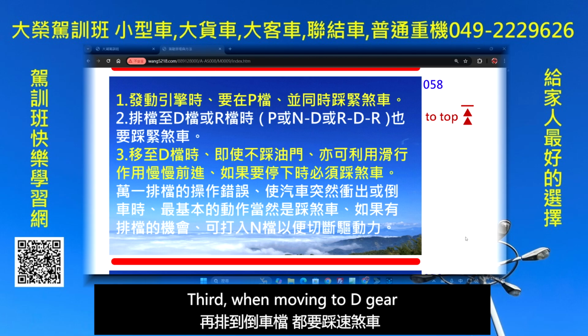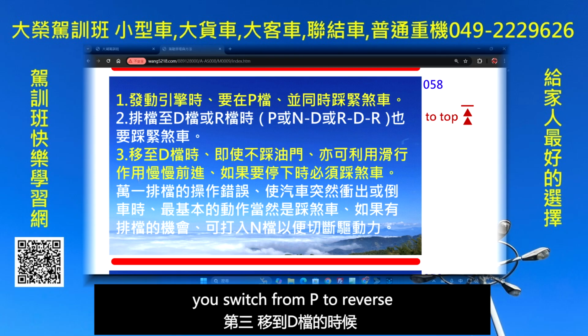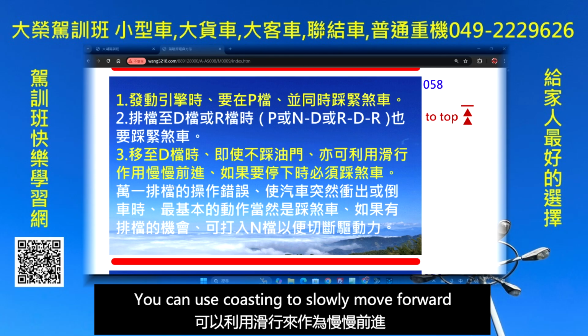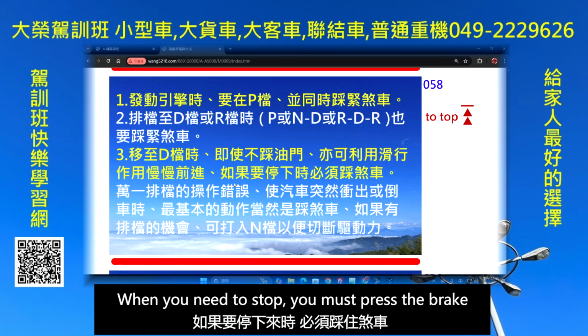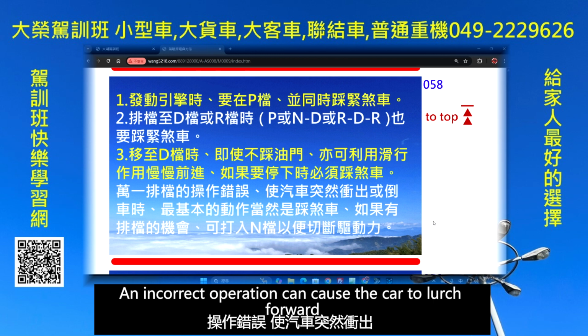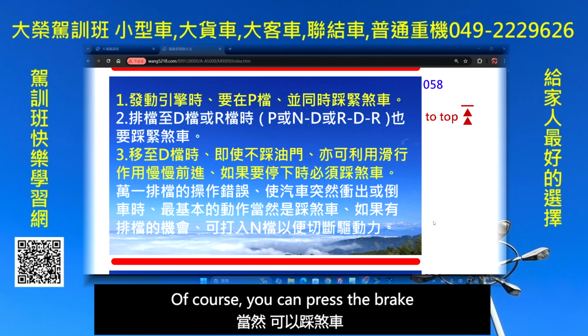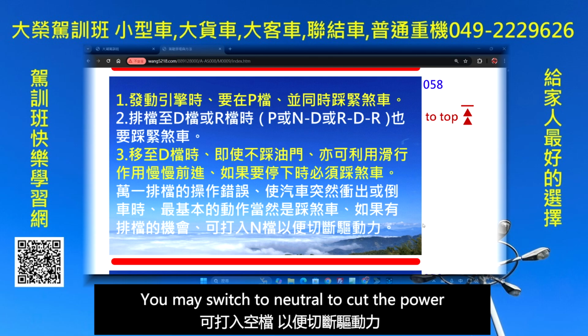Third, when moving to D gear, or switching from P to reverse, even if you don't press the accelerator, you can use coasting to slowly move forward. When you need to stop, you must press the brake. In case of a gear shift, an incorrect operation can cause the car to lurch forward, or when reversing, it's the most basic action. Of course, you can press the brake. If there's a gear shift opportunity, you may switch to neutral to cut the power.